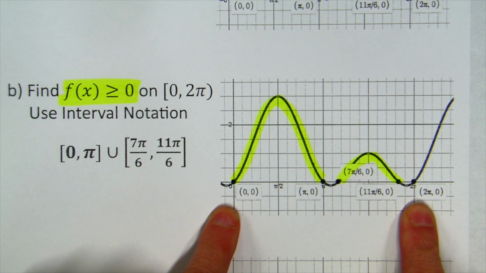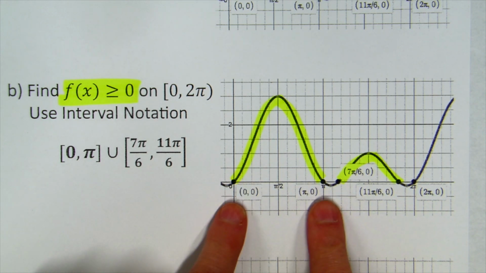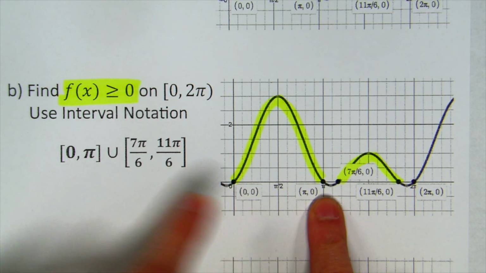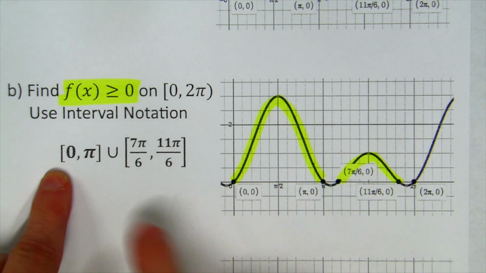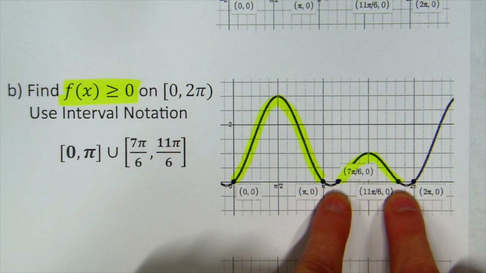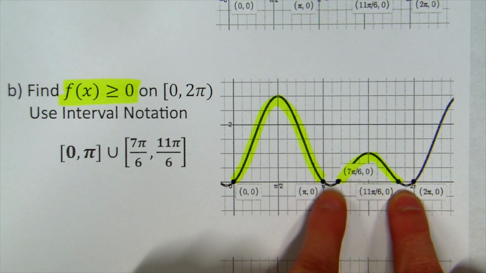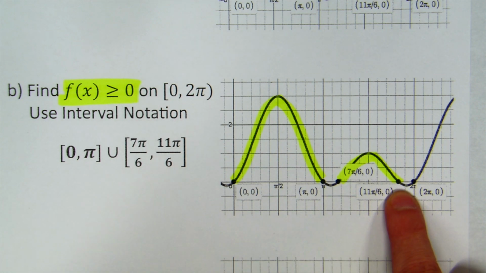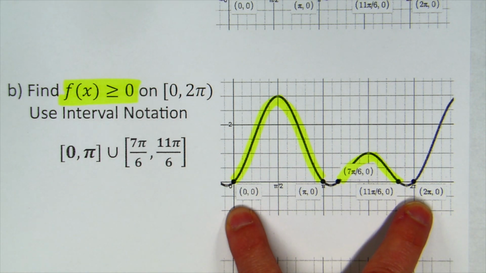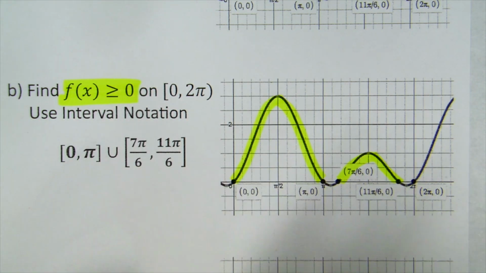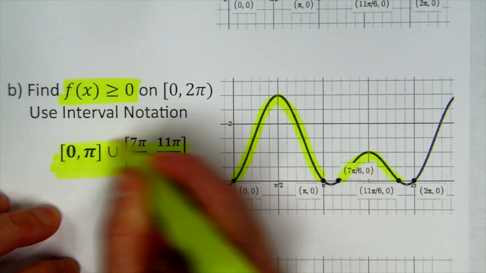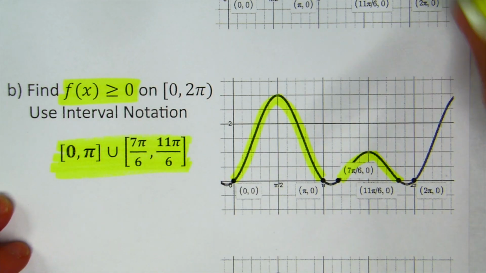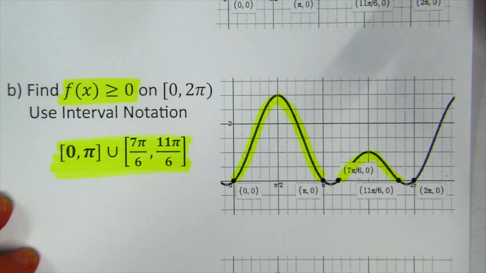So I'm going to use interval notation to write this answer. This section right here goes from x equals 0 to x equals pi, and it's greater than or equal to, so we'll have our square brackets. All right, interval notation, we'll jump over, we'll get this section that is above the x-axis. That runs from 7 pi over 6 to 11 pi over 6. So on that half open interval from 0 to 2 pi, we have 2 little sections, so our overall answer in interval notation would look like this. Okay, now that's when the function is greater than or equal to 0.